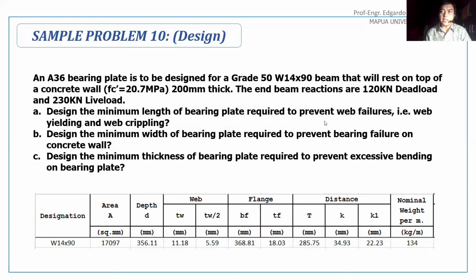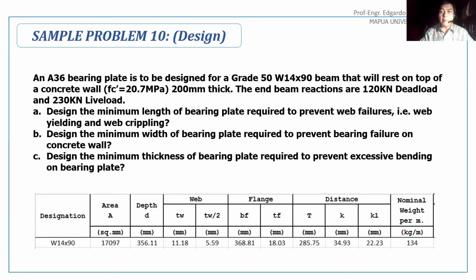So A36 means Fy is 248. It is designed for a grade 50 W14 by 90 beam. So yung Fy naman ng beam natin is 50 ksi. That will rest on top of a concrete wall. So f'c of the concrete wall is 20.7 megapascal, 200 millimeters thick. Okay, the end beam reactions are given such as 120 kilonewton dead load and 230 kilonewton live load.